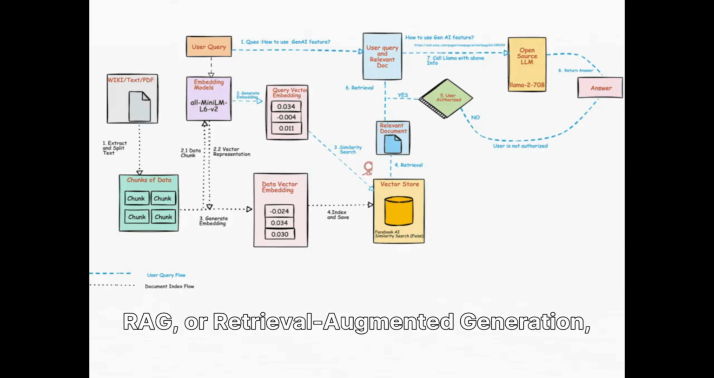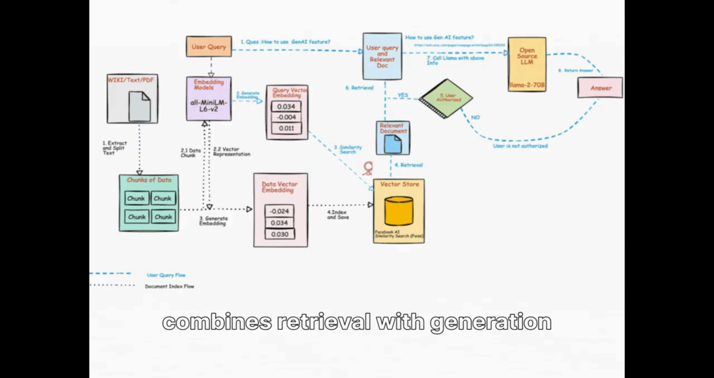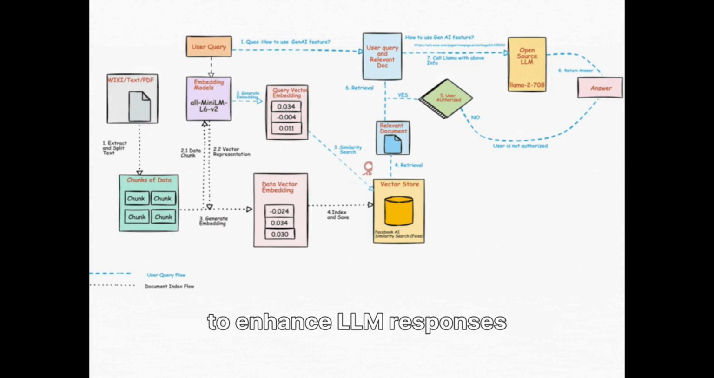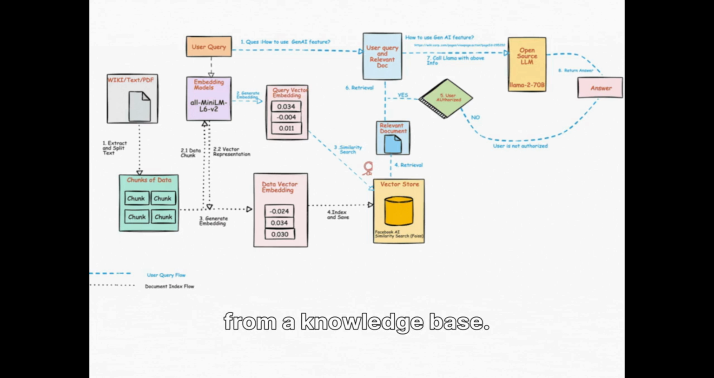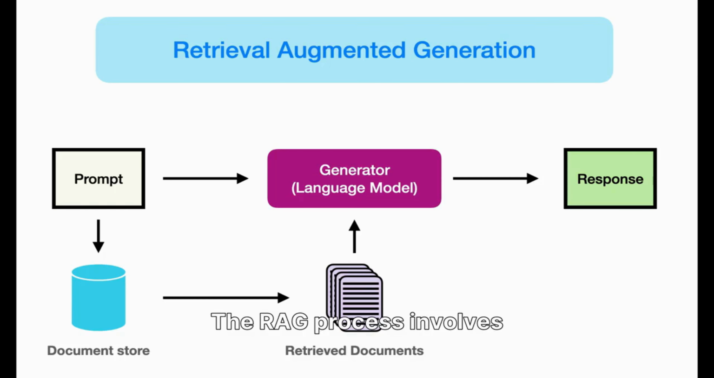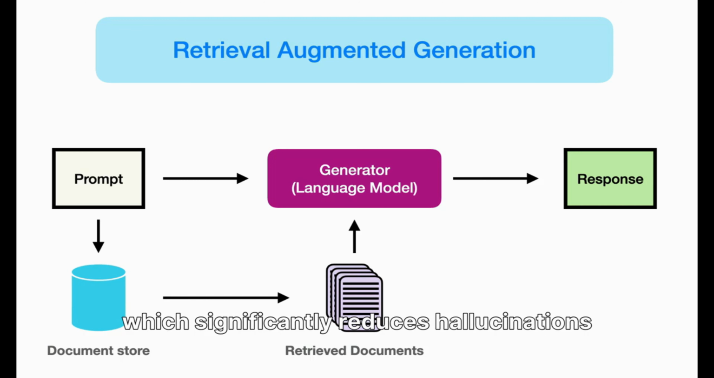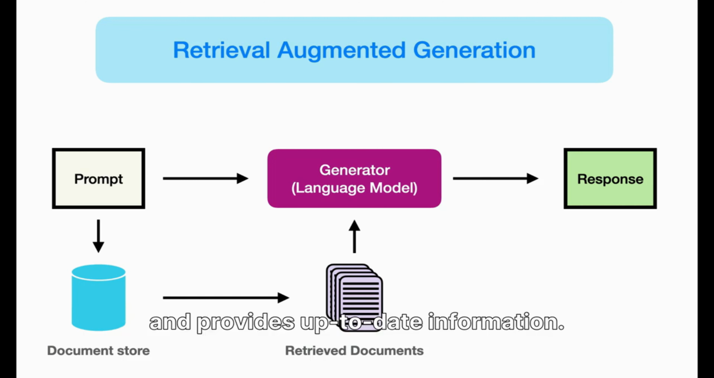RAG, or Retrieval-Augmented Generation, combines retrieval with generation to enhance LLM responses by incorporating relevant information from a knowledge base. The RAG process involves a query input, knowledge retrieval, augmenting the prompt with retrieved context, and finally, an enhanced response, which significantly reduces hallucinations and provides up-to-date information.